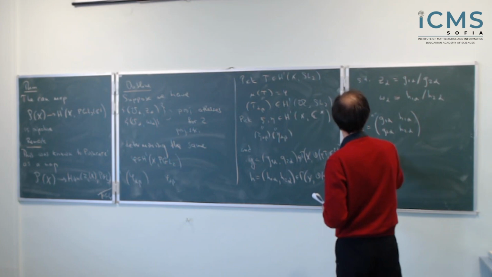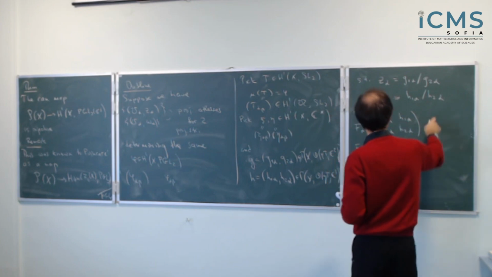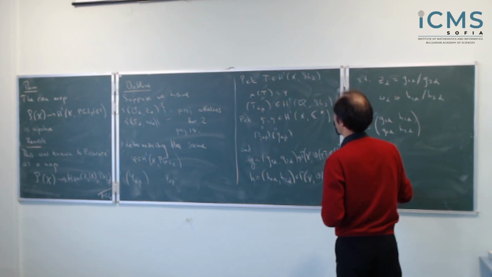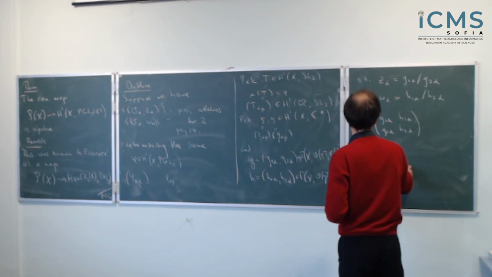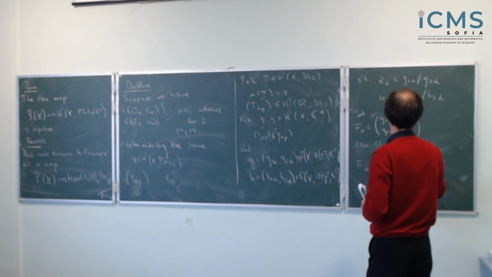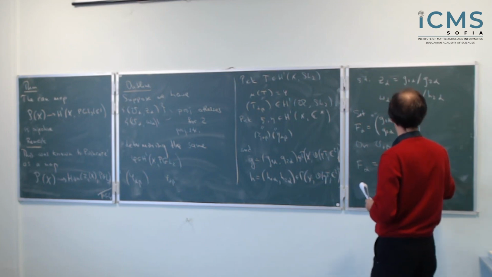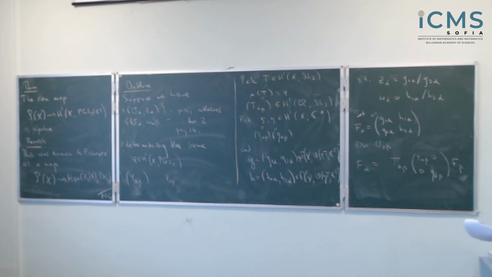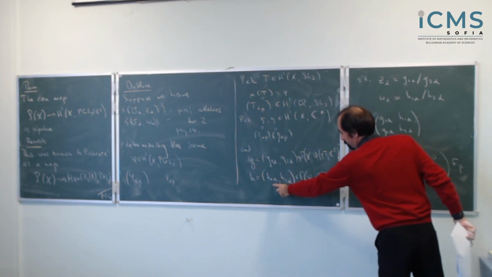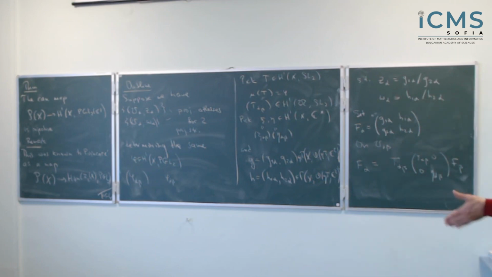So F alpha, on the overlaps, on U alpha beta, F alpha is whatever the matrix T alpha beta is, times this diagonal matrix with C alpha beta and theta alpha beta. So the sections of G transform with the cocycle of C times T, the sections of H transform with the cocycle of theta times T. So we look at the corresponding 2 by 2 matrix.